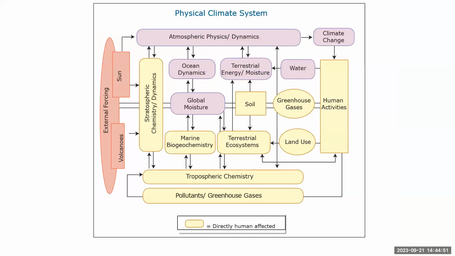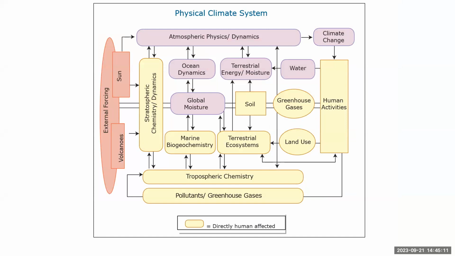So that way the entire coupling is there. And the overall physical climate system, when we say it, starts with external forcing from volcanoes and the sun, and we have the atmospheric physics and dynamics connected to that. Then we have the stratospheric chemistry and dynamics, and you have ocean dynamics, terrestrial energy, moisture, and water. So these are the linkages that you see.